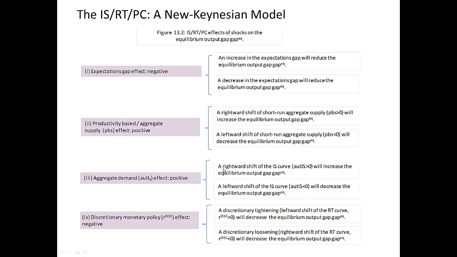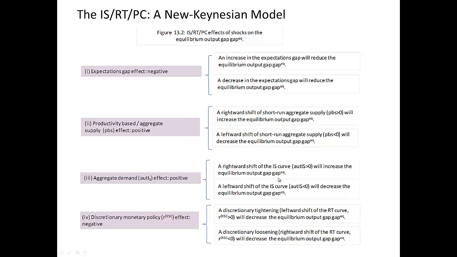That also shouldn't be a surprise that we have a positive relationship. So if we have an increase in aggregate demand as reflected in a rightward shift of the IS curve, that's going to increase the output gap. And if we have a leftward shift of the IS curve, reflecting a decrease in aggregate demand, that will decrease the output gap.